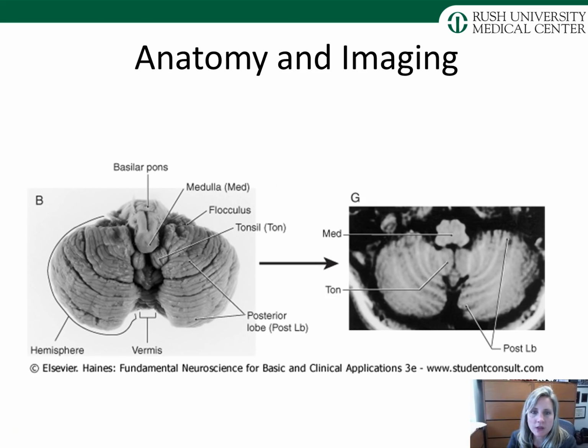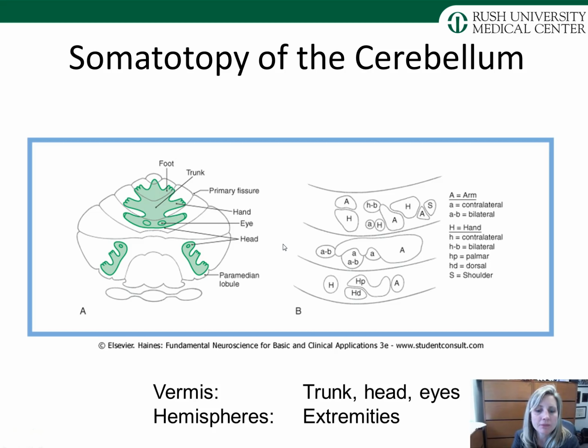So here is another anatomic image of the cerebellum, and what you can see is that we're now getting a picture of the floccular nodular lobe and the tonsil. So we're kind of now towards the bottom of the cerebellum, and this is that structure that's really important to tell us if we're about to herniate.